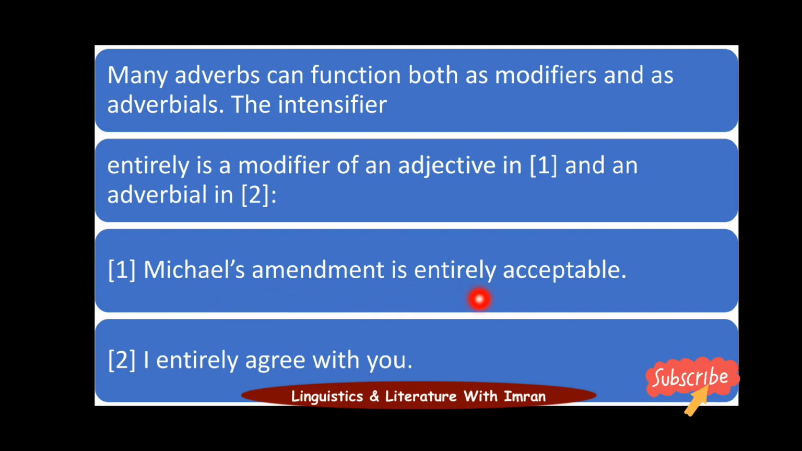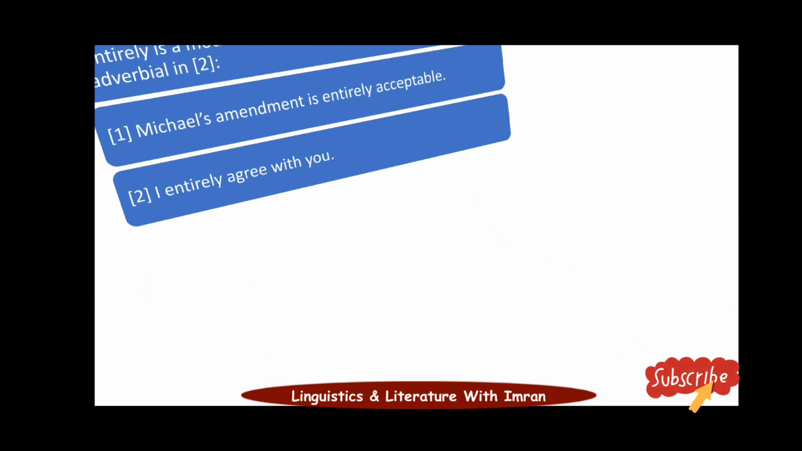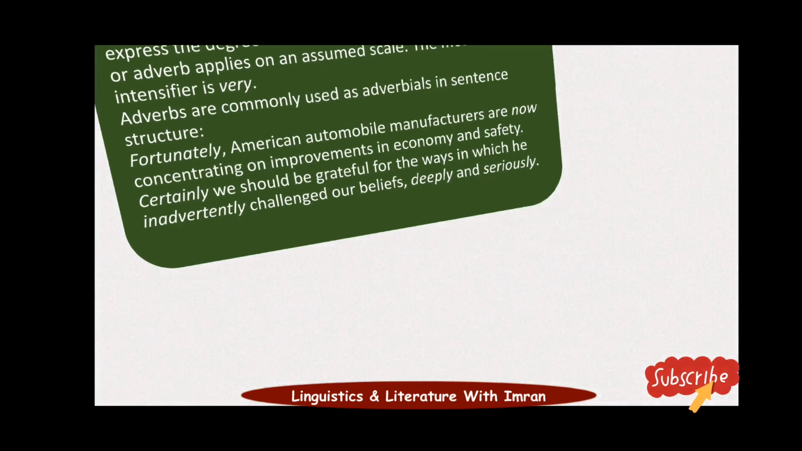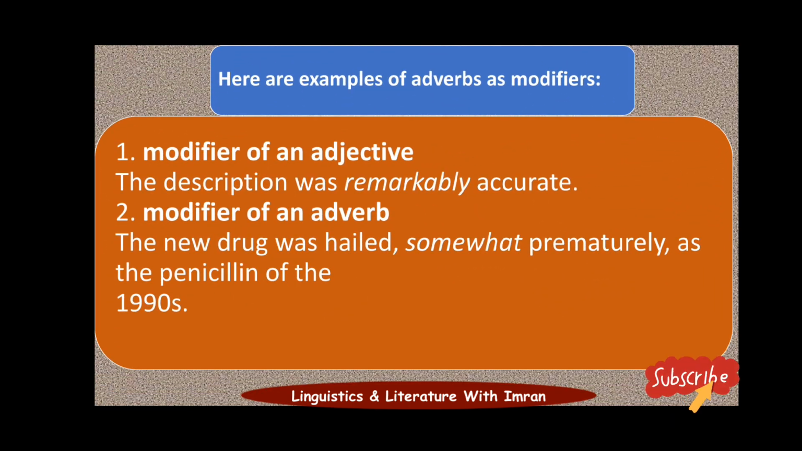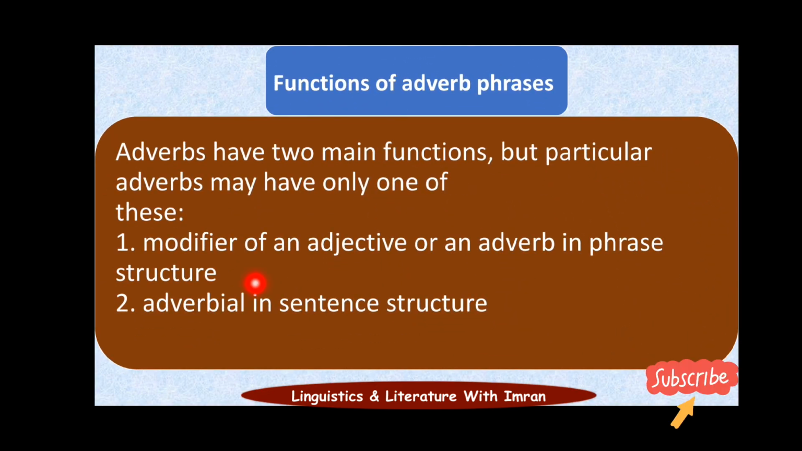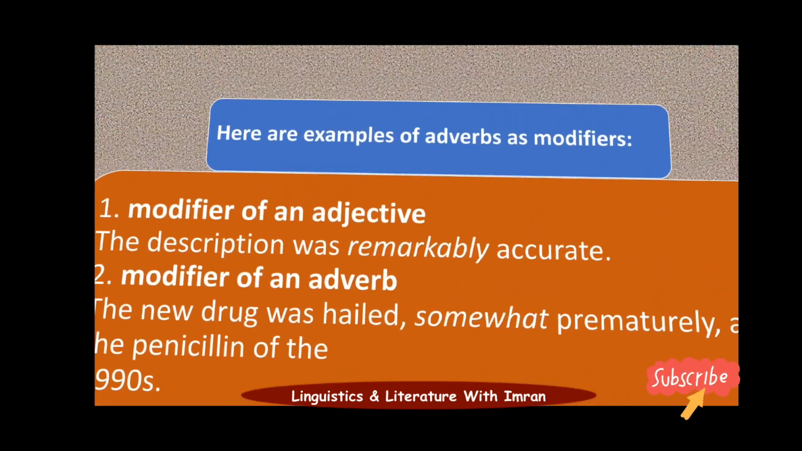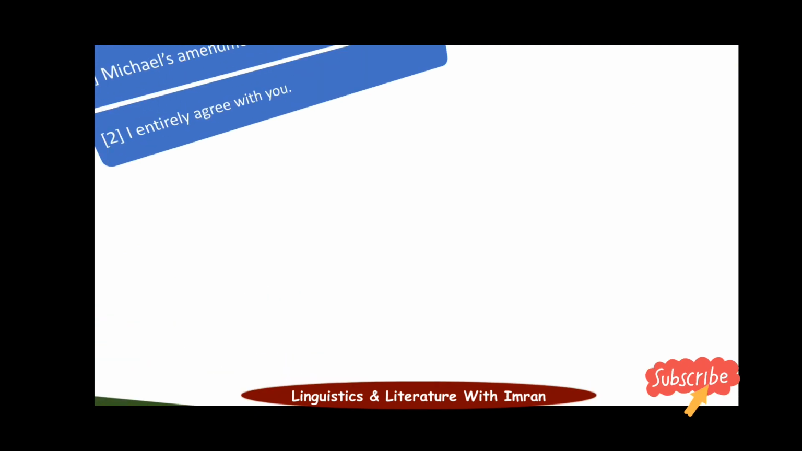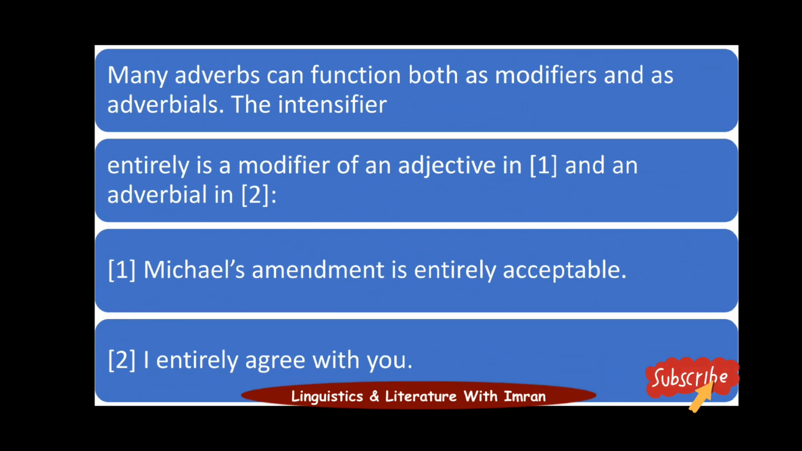Sometimes we take only one of its functions, not both. Here we talk about the modifier of an adjective or adverb in a phrase structure and the adverbial in a sentence structure. And here we said adverbs have two main functions, but a particular adverb may have only one of them. So one function will be taken here, as an adverbial or as a modifier. So Michael's amendment is entirely acceptable.